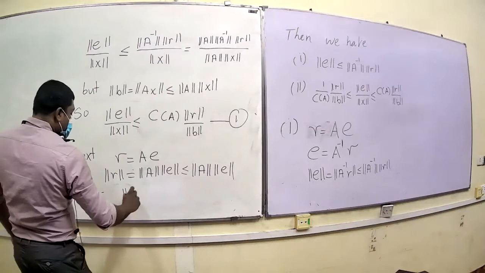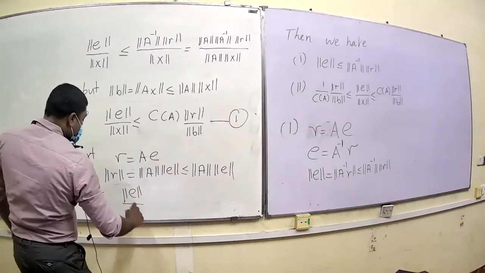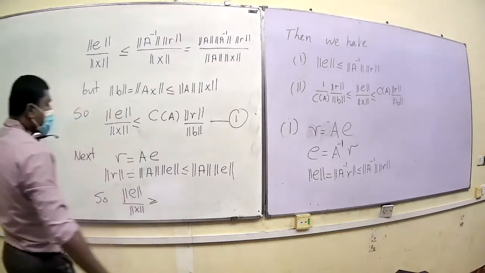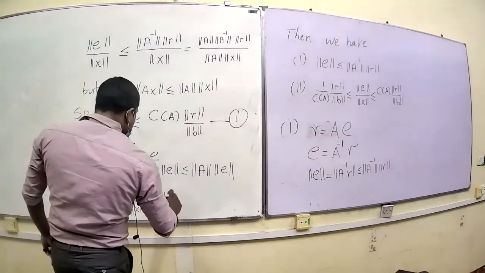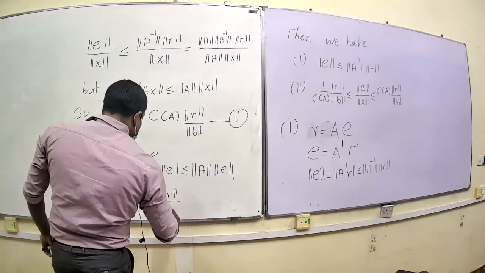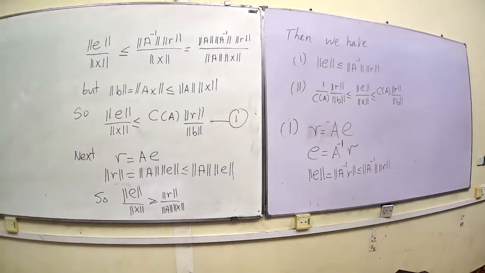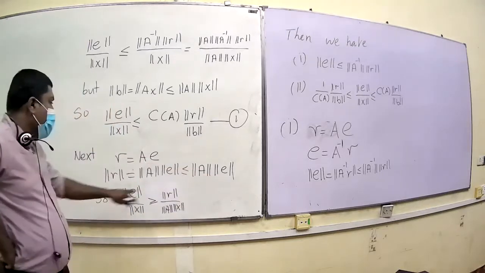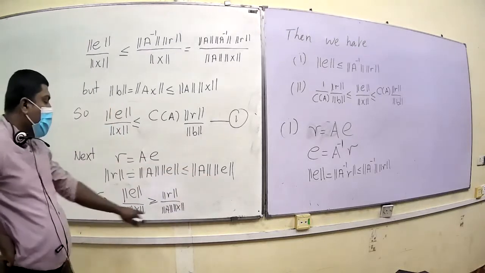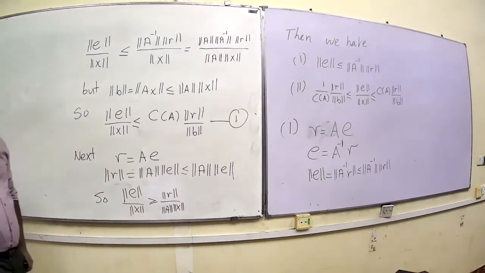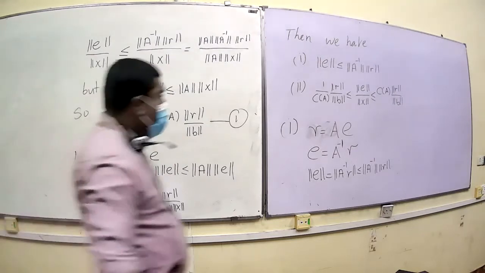So norm of E over norm of X is greater than or equal to norm of R over norm of A times norm of X. Okay? So you take E here, bring this A here, but 1 upon X, so 1 upon X. Right? So you have this. So now what you have to do, you have to rearrange this to get a condition number below. Right?